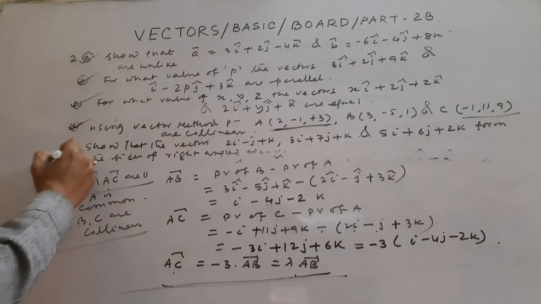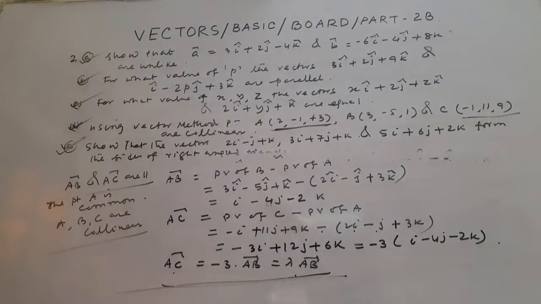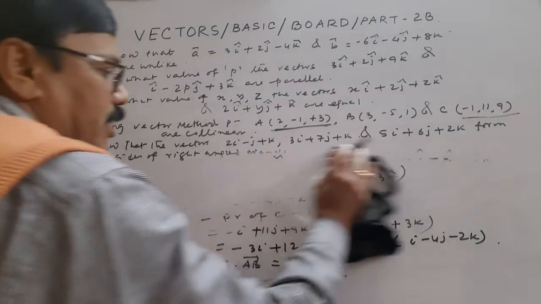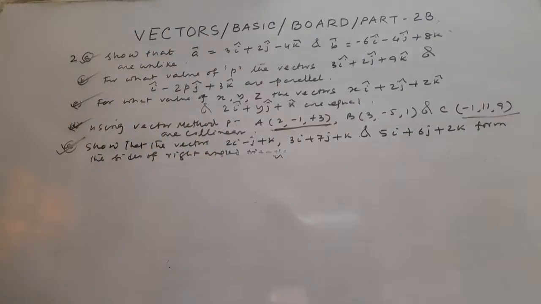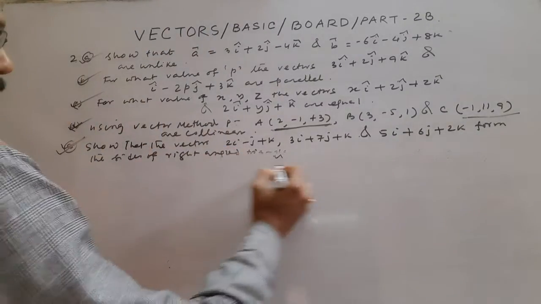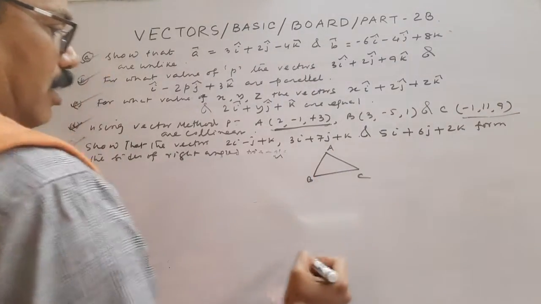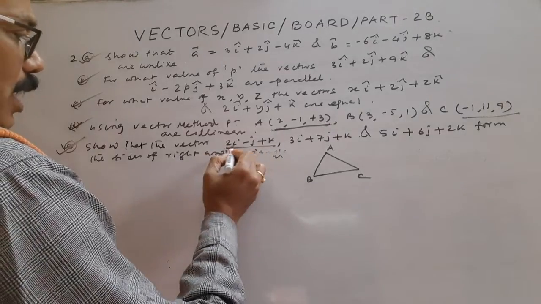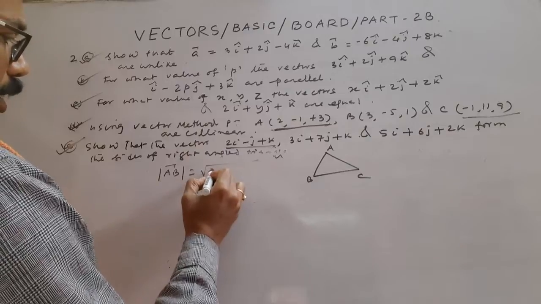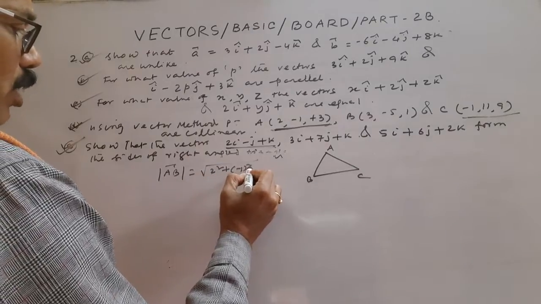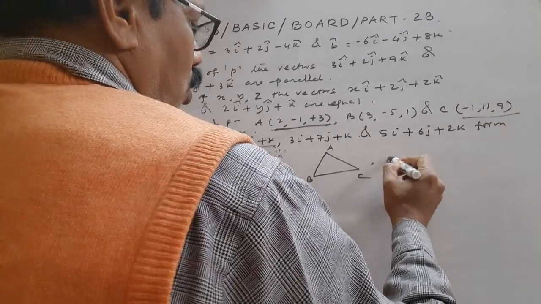Now you complete problem number E. Three sides are given. You have to prove that they represent the sides of a right angle triangle. So suppose this is AB. You calculate mod AB. What is mod AB? 2 square plus minus 1 square plus 1 square, so root 6.